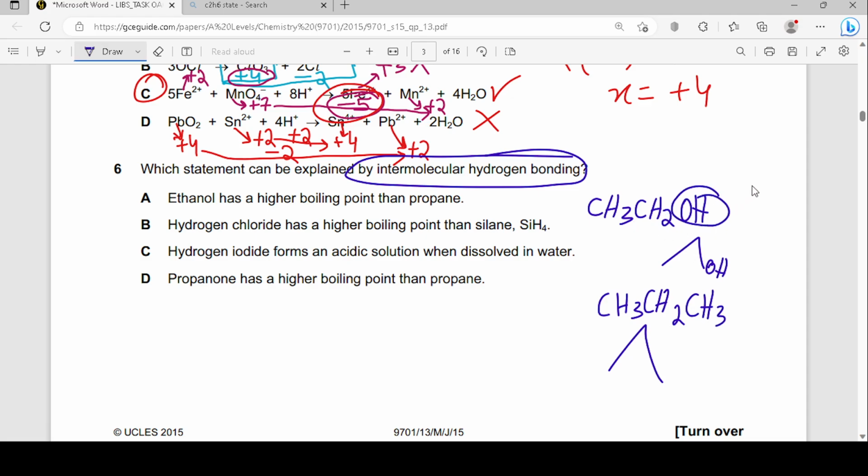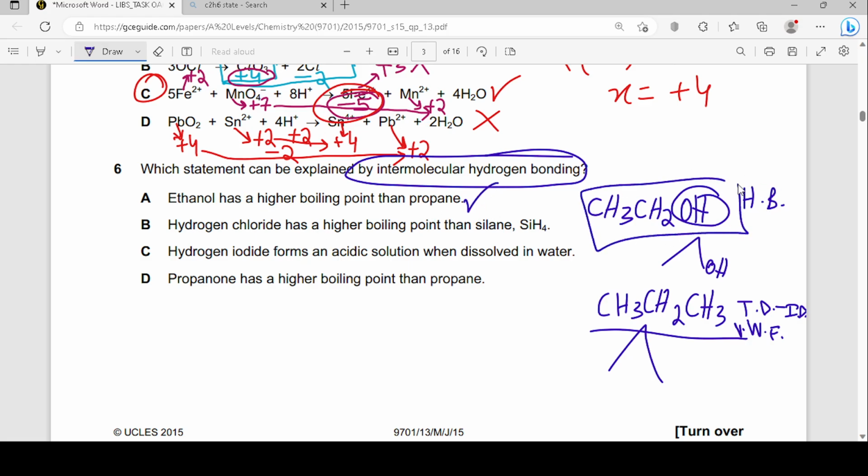So obviously because it's OH, ethanol does have hydrogen bonding. Propane, on the other hand, CH3CH2CH3, is a non-polar molecule, so it just simply has temporary dipole, induced dipole forces, basically weak van der Waals forces, right? Or you could also call them London dispersion forces. I like that name, it's cool. Anyways, this can definitely be explained using hydrogen bonding, because the reason why CH3CH2OH has a higher boiling point than propane is because CH3CH2OH, or ethanol, has hydrogen bonding, right? So I would definitely say that A seems to be the correct answer to me.